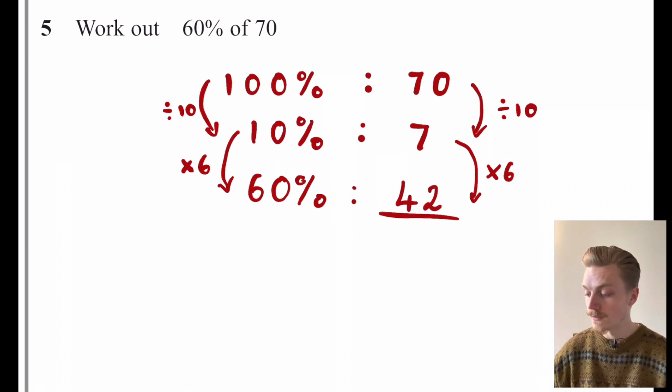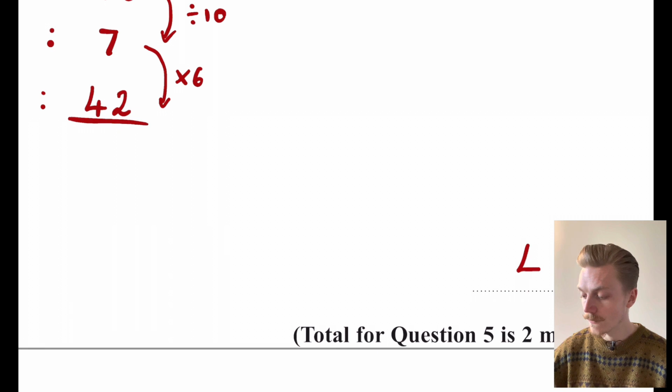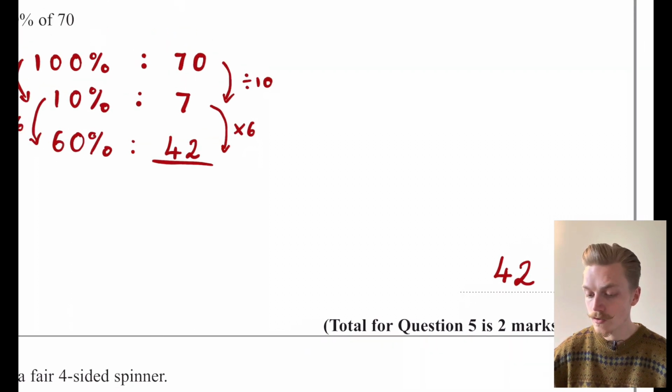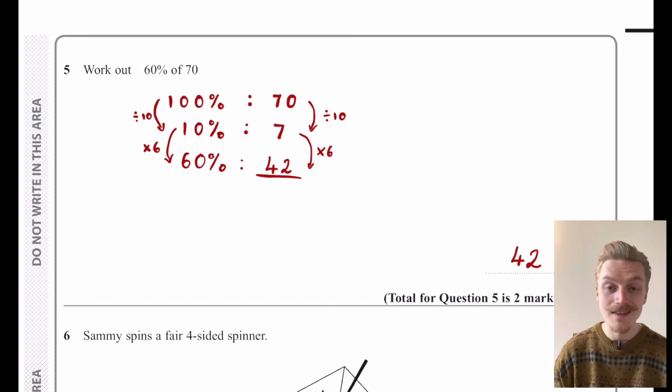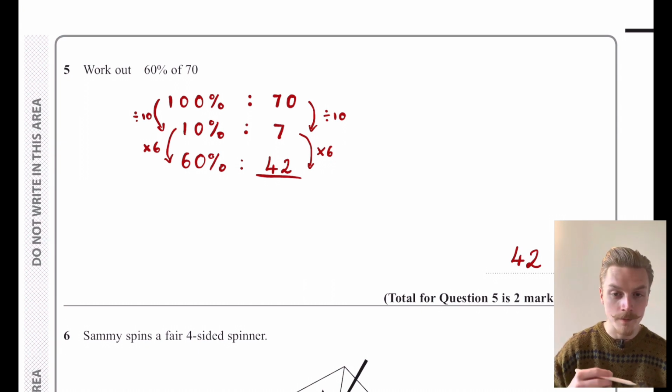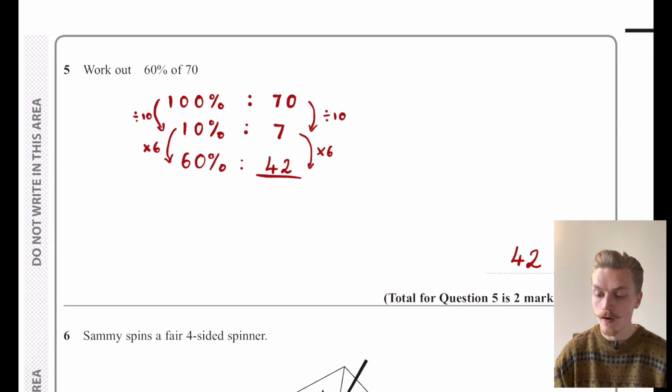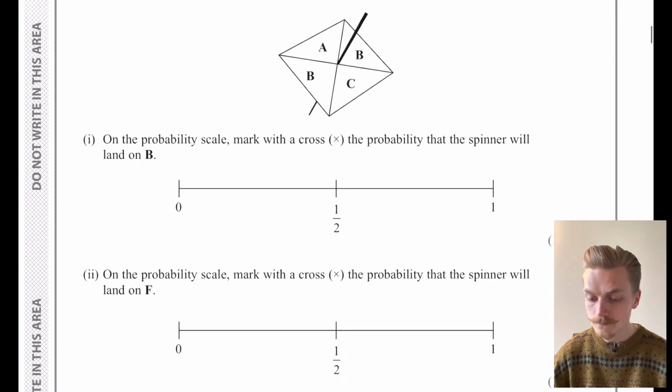So that is going to be my answer for this question, 42. That's a 2-mark question. So if we show our working out clearly, even if we don't get 42 as our final answer, finding 10% and showing that structure of dividing by 10 then timesing by 6, that's going to get us a mark. So showing a method that's as clear as that is really useful. Don't just stick down an answer, because then if it's wrong, you're going to get no marks.